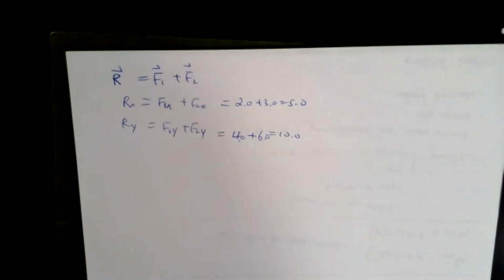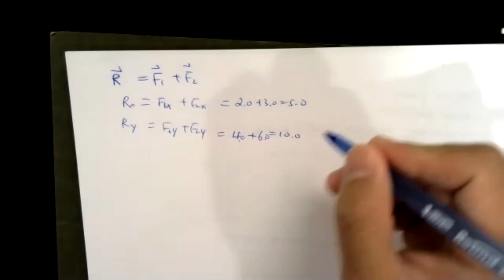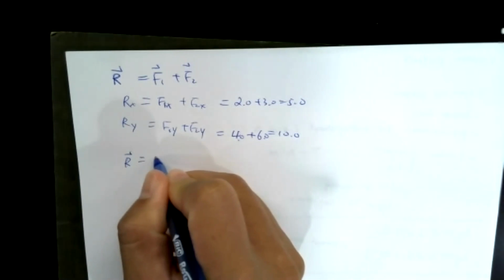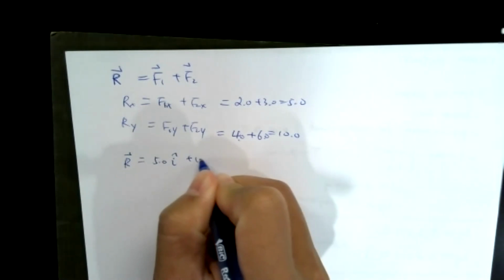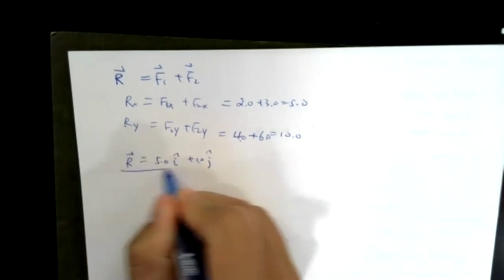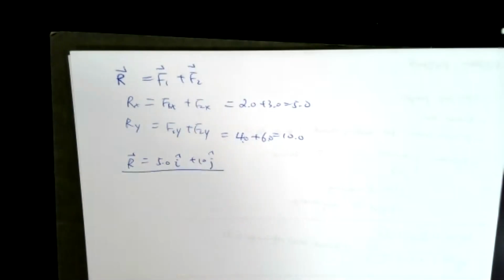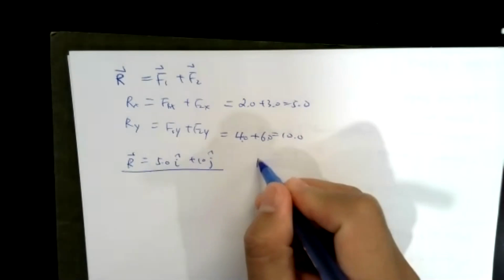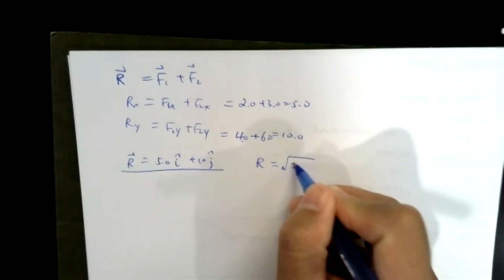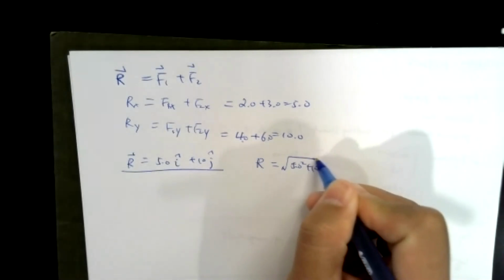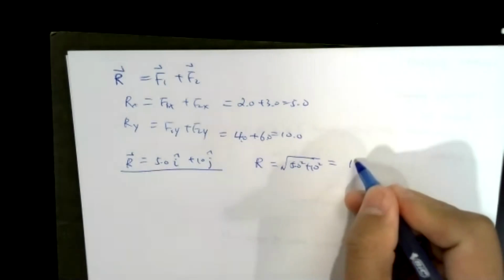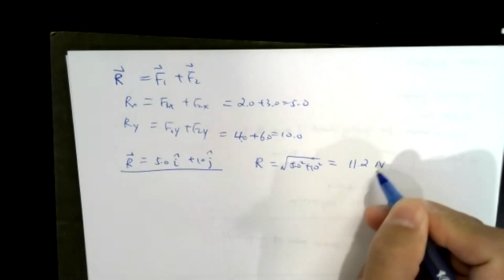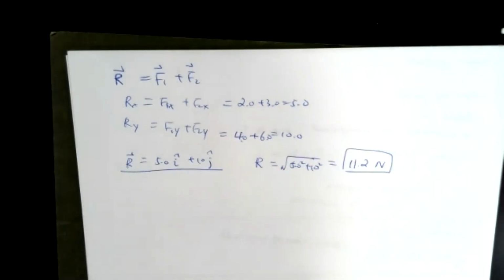So your resultant force is equal to 5.0 i plus 10.0 j. This is your resultant. And then for the magnitude, you'll be doing the square root of 5.0 squared plus 10 squared. So that gives you 11.2 newtons roughly, or 11 newtons.